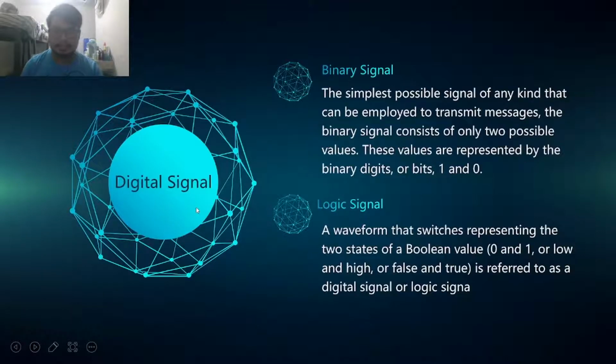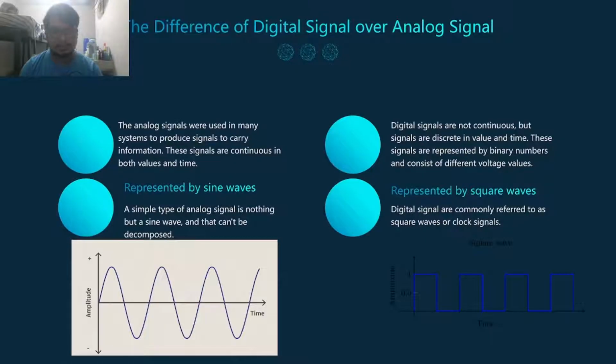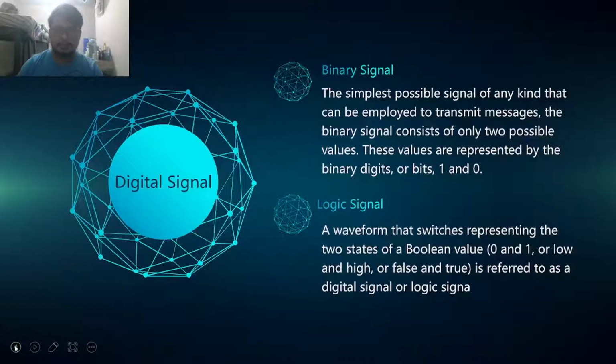So first is binary signal. Binary signals, the simplest possible signals of any kind, can be employed to transmit messages. The binary signal consists of only two possible values. These values are represented by the binary digits or bits 1 and 0.